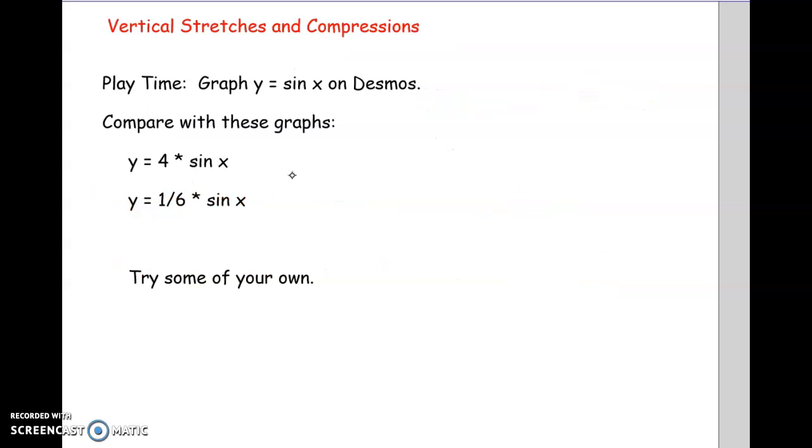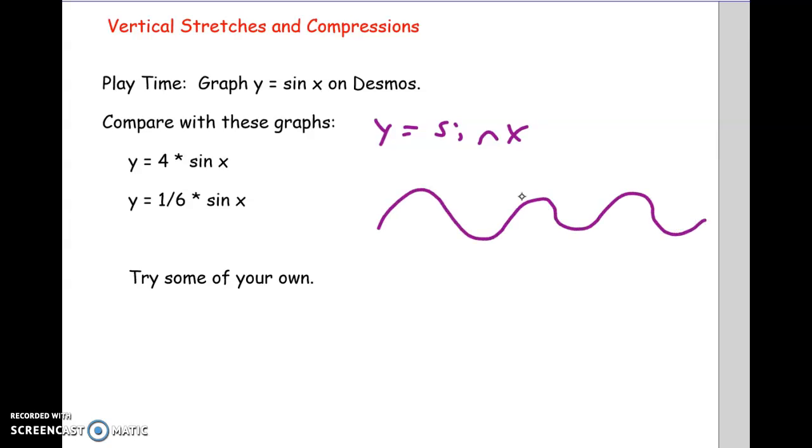Just to finish off this stretch compress deal, just a couple questions. One is, so this is a sine x. So now we're going to imagine that our parent function is just sine x, which you can graph on Desmos if you want. It's kind of cool, actually. It makes a wavy shape in Desmos, which I can't draw very well here, but it makes that shape. So how would this 4 transform and how would this 1/6? So pause the video, think about it, and then come back.